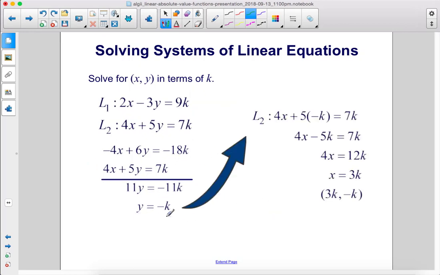Once we have our value for y, we can take that value and plug it in to the second equation. So we have 4x plus 5 times negative k equals 7k. Solve for x, and we get x equals 3k. Therefore, our solution is 3k, comma, negative k.